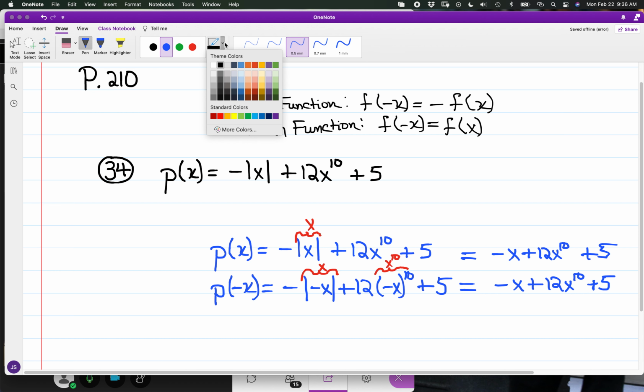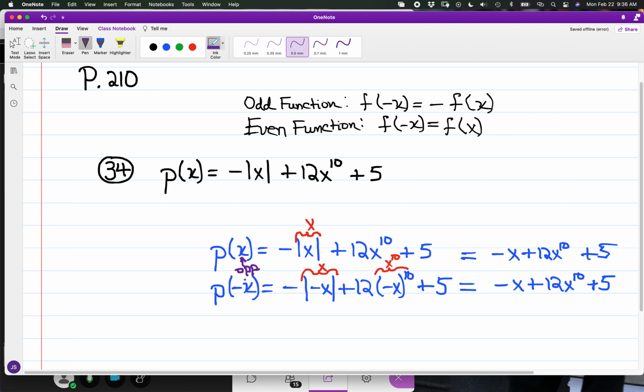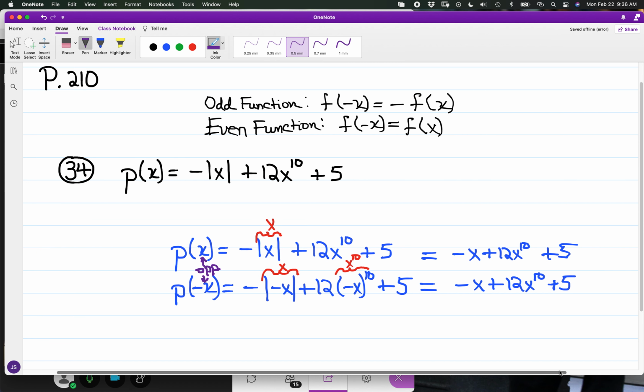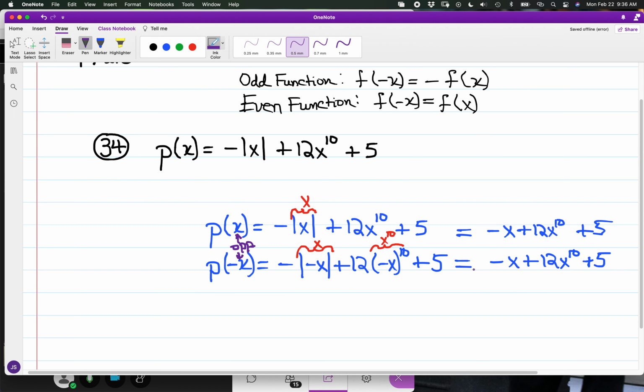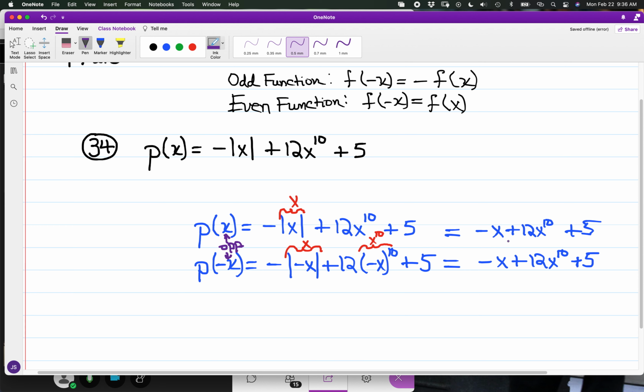And if you notice, from the very start, for x and negative x, these are opposite sign. And in the case of the output, notice we have negative x, 12x to the 10th, and positive 5 for both. And so unanimously, all the terms will be the same throughout.